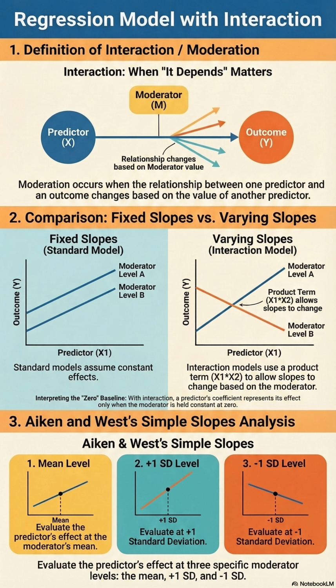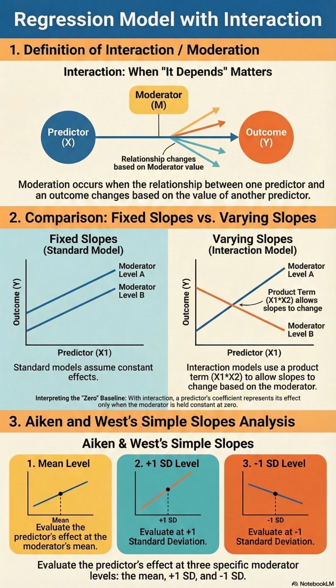To understand this more clearly, it is helpful to first consider a two-predictor regression model without an interaction. Each regression coefficient represents the expected change in the outcome associated with a one-unit increase in that predictor, holding the other predictor constant. Importantly, the interpretation assumes that the effect of each predictor is constant across all values of the other predictor. When we add an interaction term, the interpretation changes substantially.